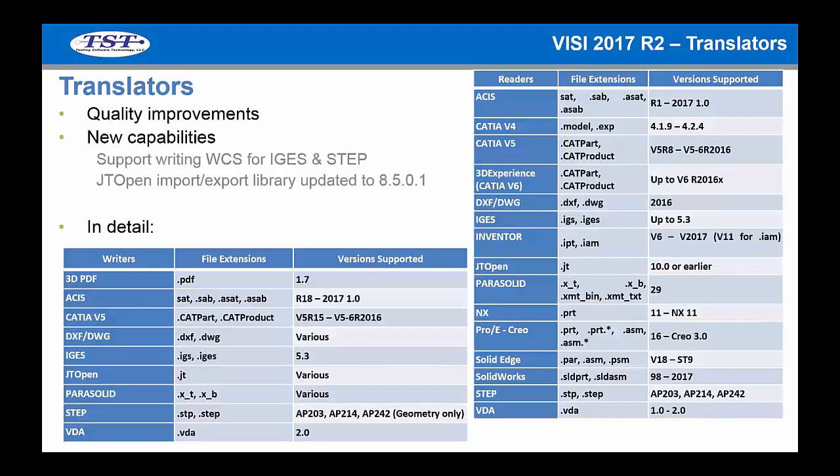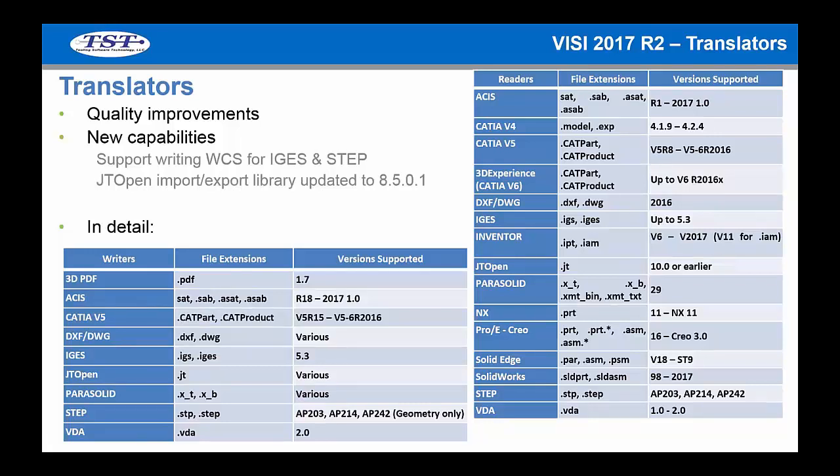So we have the translators, a number of quality improvements, some new capabilities, support writing the WCS and the IGES and STEP, along with the JT Open, Import, and Export libraries, both to 8.5.0.1.